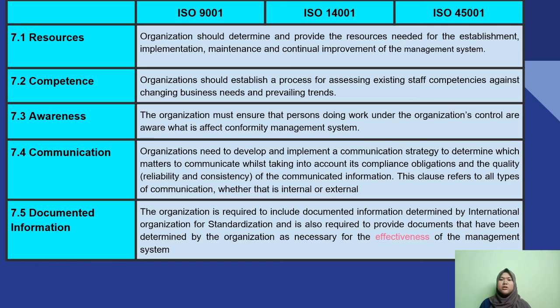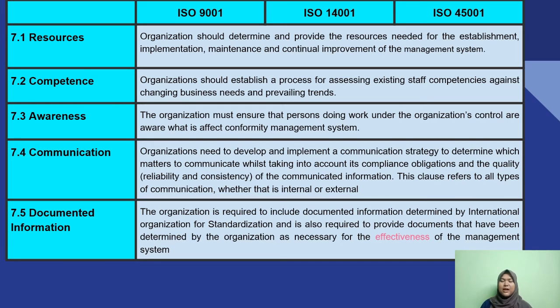Next, we move to 7.4, which is communication. Organization needs to develop and implement a communication strategy to determine which matters to communicate whilst taking into account its compliance obligations and the quality, reliability and consistency of the communicated information. This clause refers to all types of communication, whether internal or external. This communication includes when to communicate, who the organization should communicate with, and how to communicate.